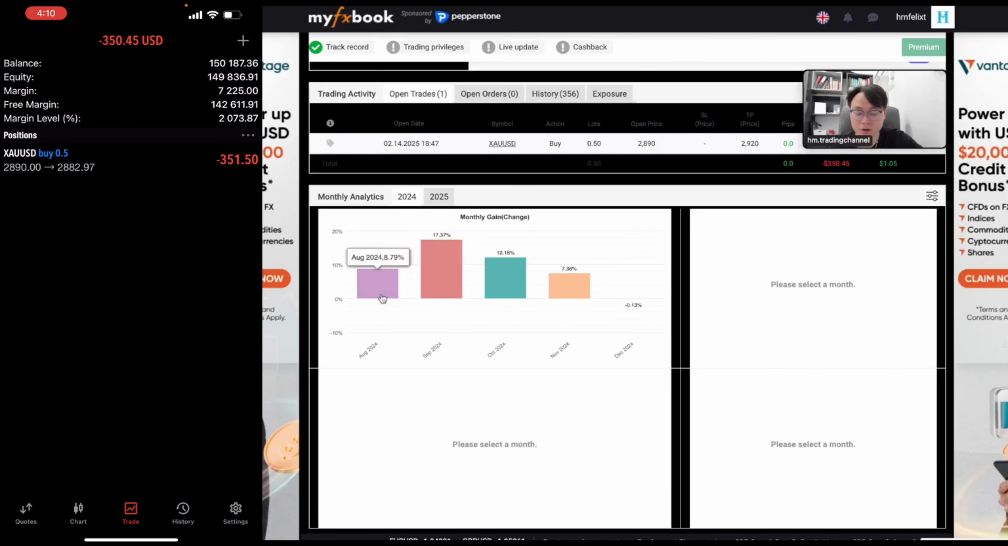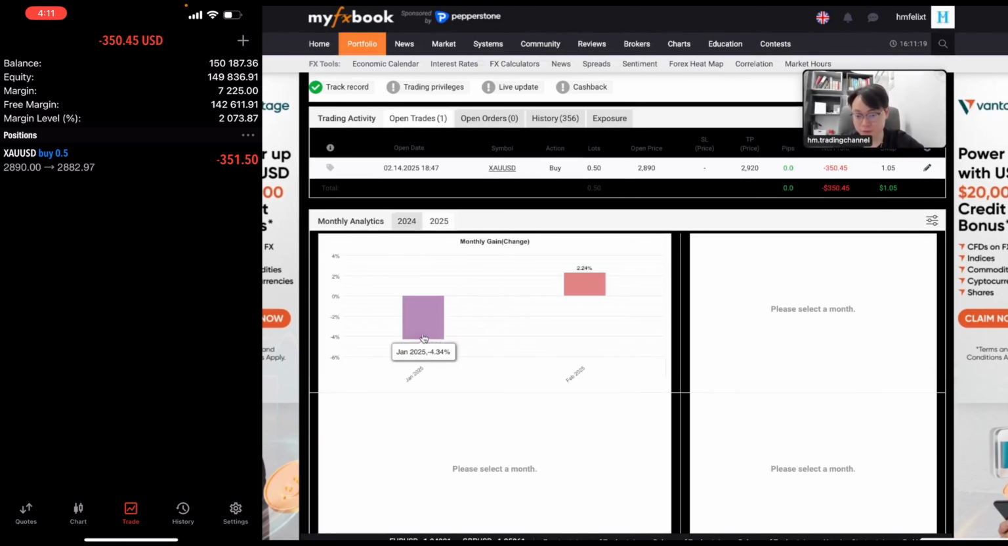Since I started in August, we have a nice growth. Again, I started it off with scalping, following the live trading. So we have an 8.79% gain for August. September, we have 70%. That was a great month. Probably gold kept going to the all-time high, and then came October, November. That's where the Trump election came, gold went up, and basically we had a huge drop.